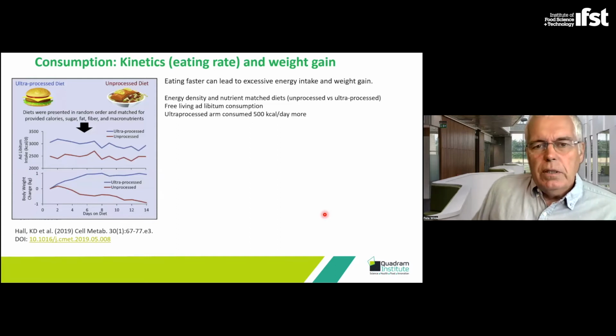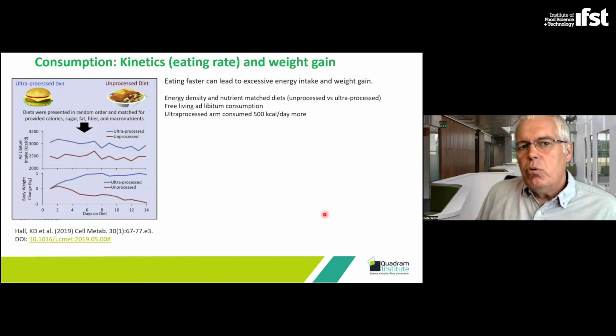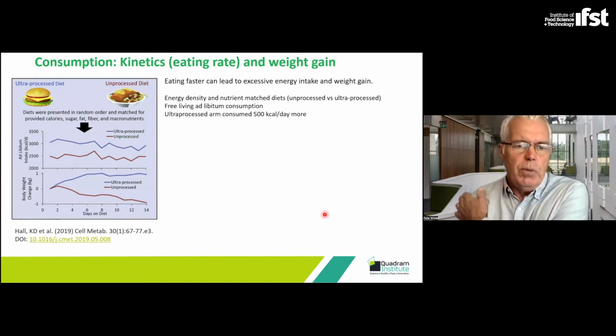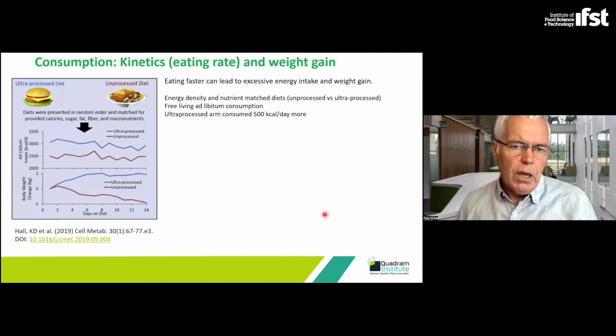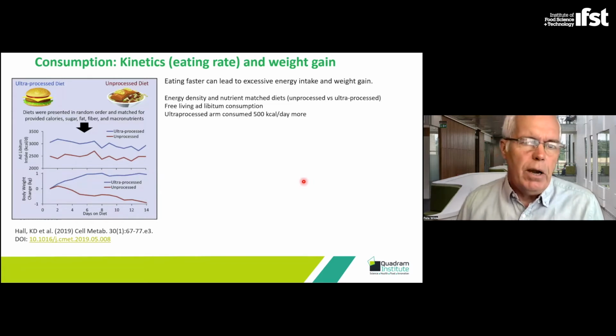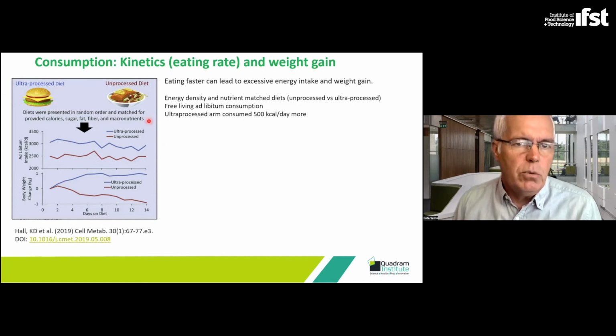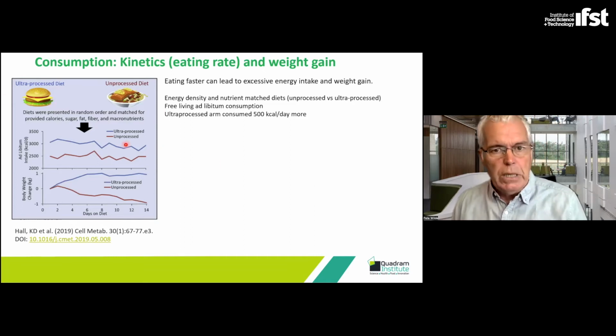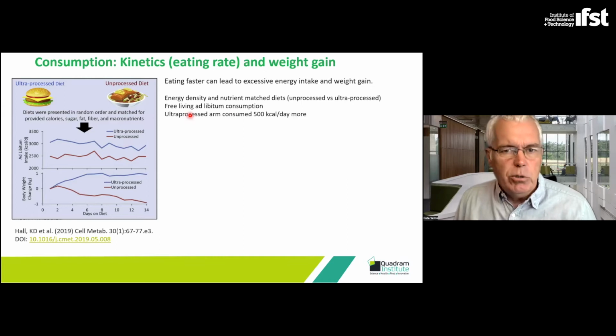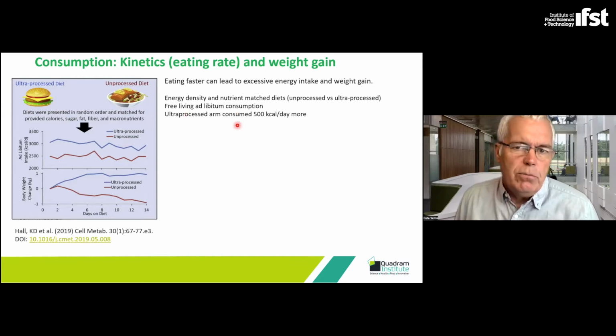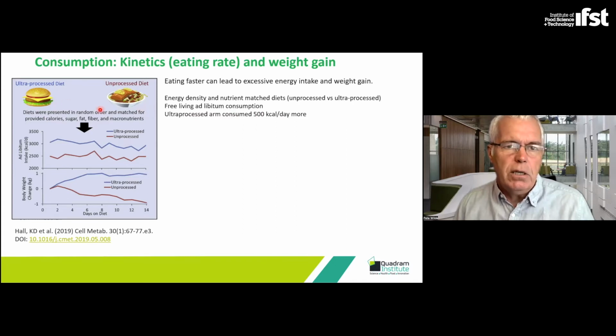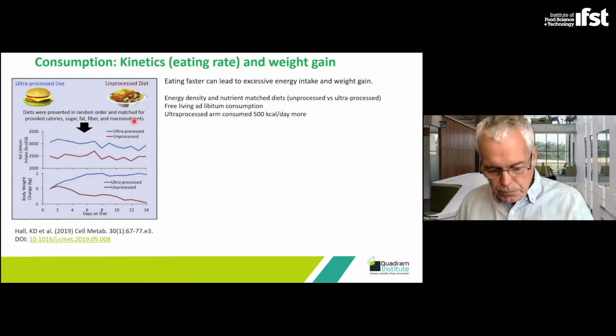So, as I said, this eating kinetics is really important. This is a study by Kevin Hall's group, and they compared two groups of people. It was a crossover study, so both groups did both diets, comparing an ultra-processed diet with an unprocessed diet. These individuals were free living, with ad libitum consumption, so they could eat what they liked, but they only had either this diet or this diet to choose from.